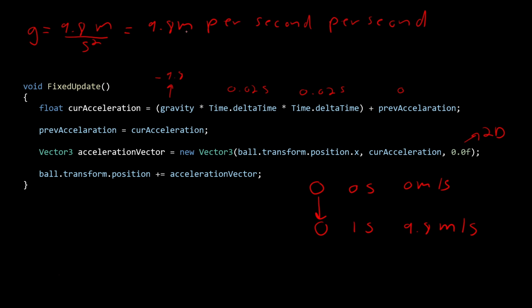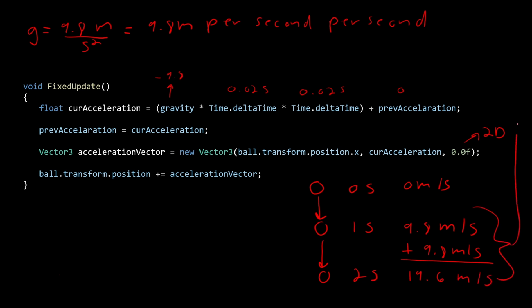Okay, so 9.8 meters per second is the acceleration. So if we drop it for another second, so the total time is 2 seconds, over here we'll have 9.8 meters per second plus 9.8 meters per second, which will give us a total of 19.6 meters per second. So you can kind of see how we've built this line, right? We keep adding the previous acceleration to the current acceleration. Okay.